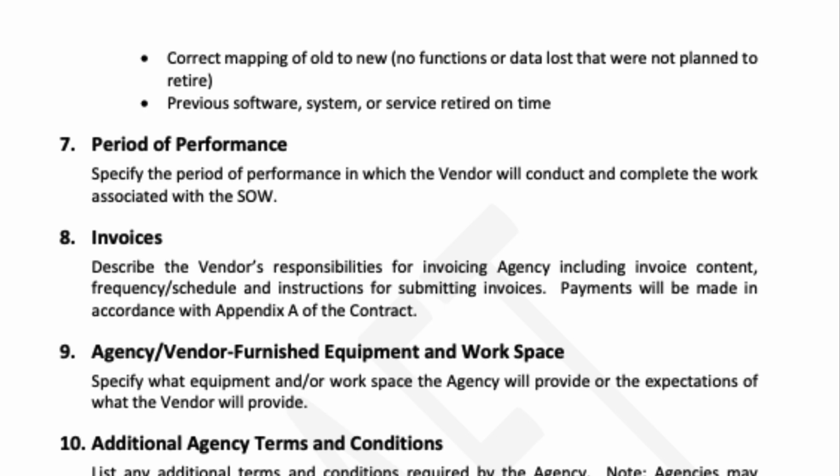The next section is period of performance and invoices. So we need to specifically write down about performance. Okay, so what is the expectation, how are we going to measure performance, and what is the time period over which we are going to measure the performance. So all that we are going to document here. And the eighth one is invoices.